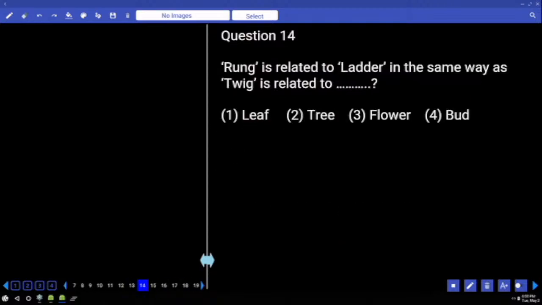Then coming to 14. Rung is to ladder. What is the relation between these two? Rung. What do you mean by this rung?